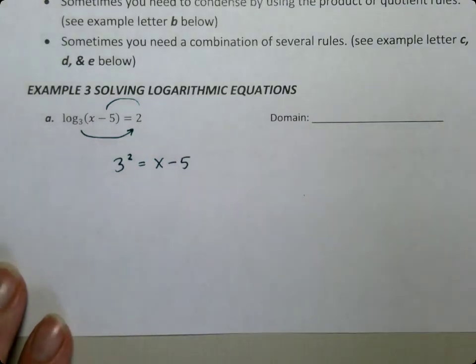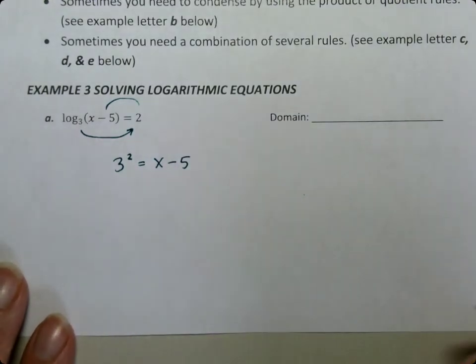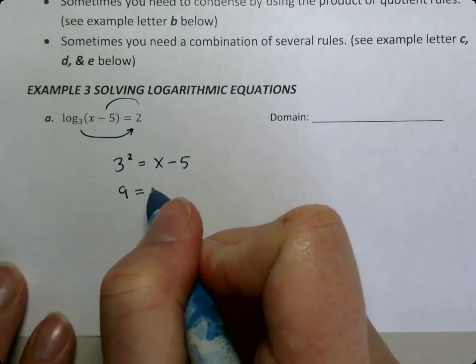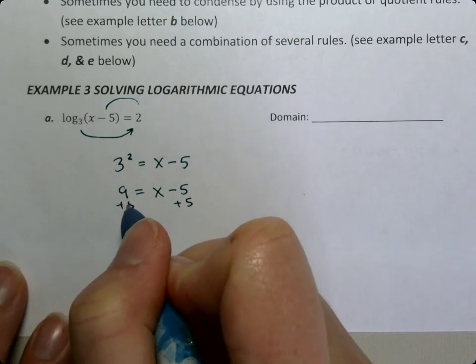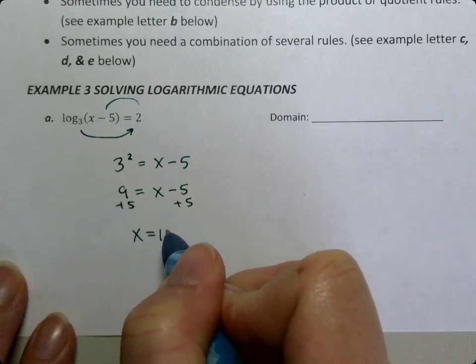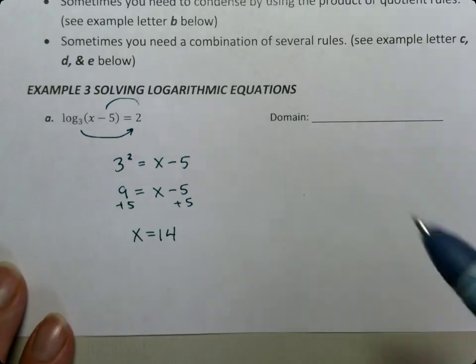Well, that's just basic algebra now. What's 3 to the second? 9 equals x minus 5. Add 5, and what does x equal? X equals 14. Now, there is a domain idea that we need to talk about.